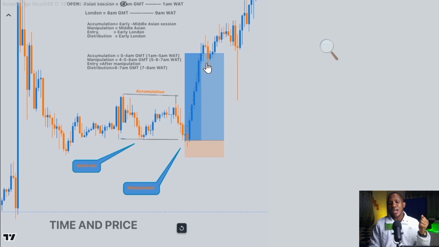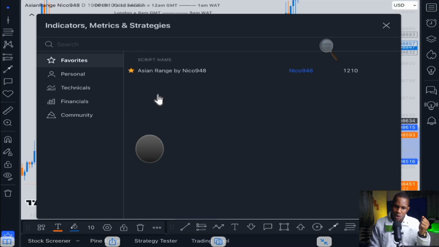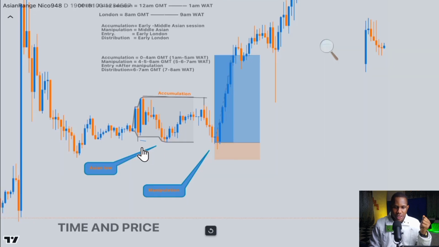So some people will ask themselves, how can I mark out this accumulation? I don't know how to do it. That's why I brought this indicator. Go to your indicators and search Asian Range by Nico. When you click on it, it should give you something like this. So you don't need to be mapping out this thing by yourself. It will do it by itself. So let's see whether we can get any trading example using this indicator.